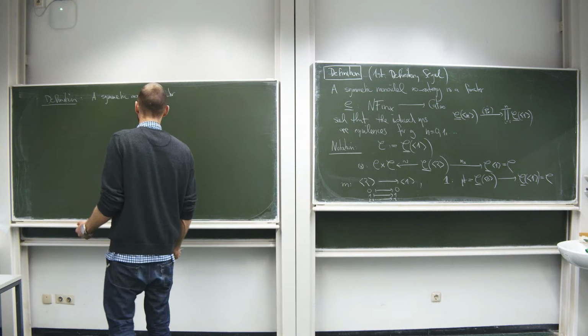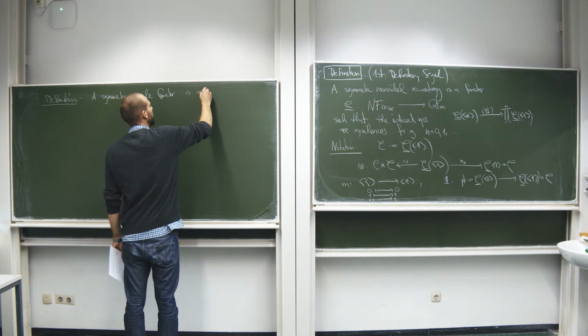Okay, so a symmetric monoidal functor is given by a natural transformation.